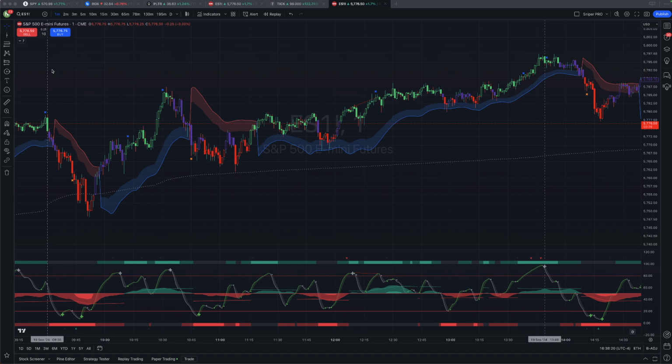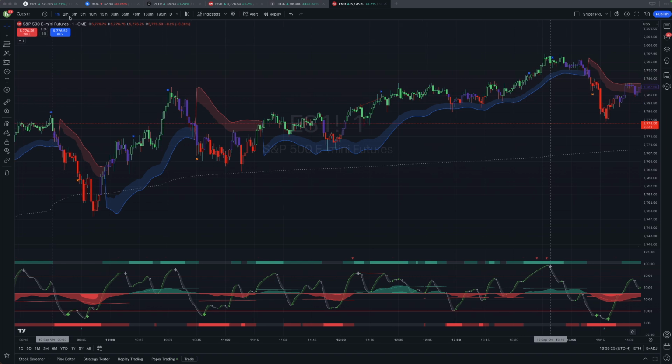So we had an open here with this dotted line, and within, this is a 1 minute chart, within about 5 minutes or a little less, we had a shift from an upward trend to a downward trend, and we got a shift in candle color right there, right? And so that was my indication that it was time to take a short.